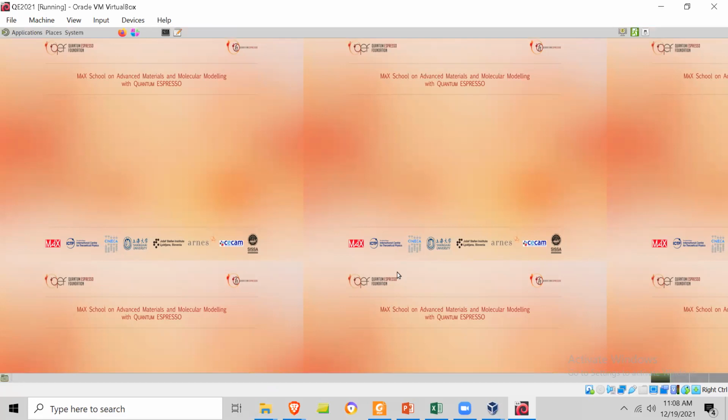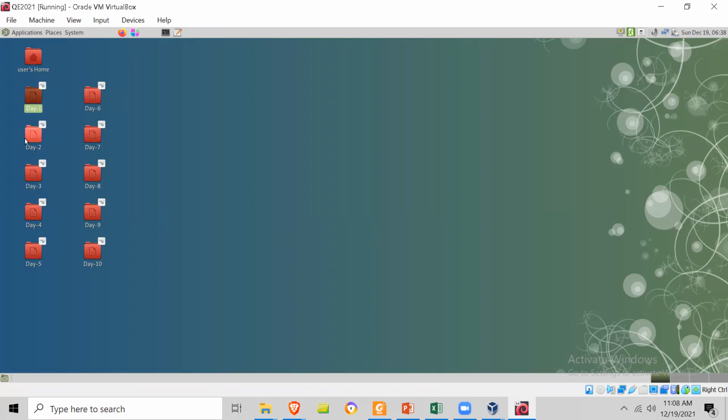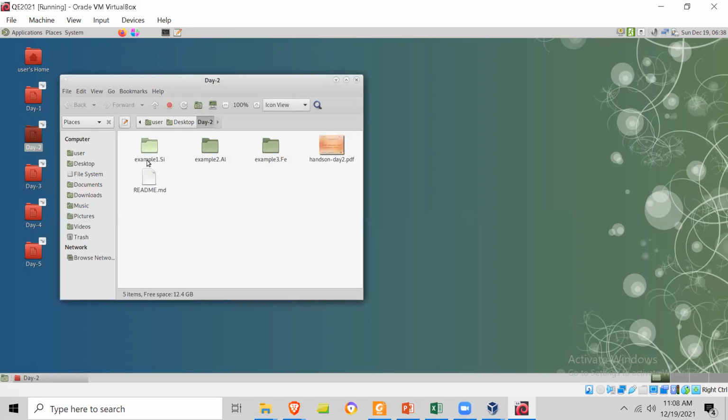They have all the handout materials, day one through day six. They are there. We are going to look at day two. That's what we did with Barai. So if you go into this folder, you see there's example one, silicon, example two, aluminum, example three, iron. So this is the semiconductor, and then the non-metal, and this is the metal, and then this is the magnetic metal that they have discussed in the first day.